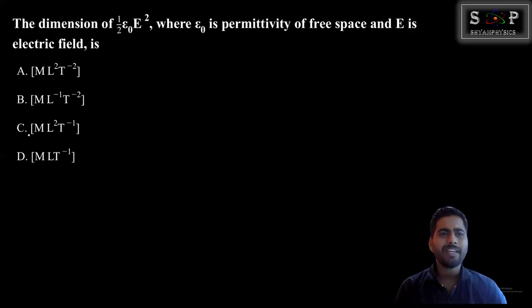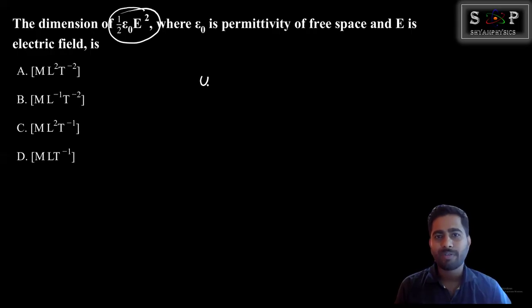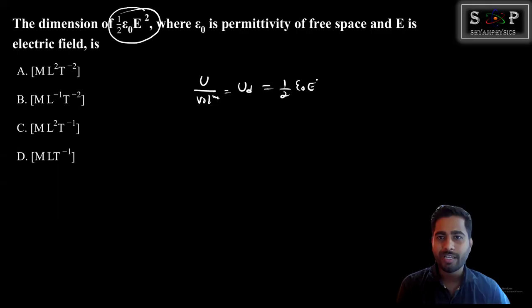Next, the dimension of 1 by 2 epsilon naught E square, where epsilon naught is the permittivity of free space and E is the electric field. You might have seen this equation in a capacitor. You might know about energy per unit volume, which is nothing but energy density. It is equal to 1 by 2 epsilon naught E square.